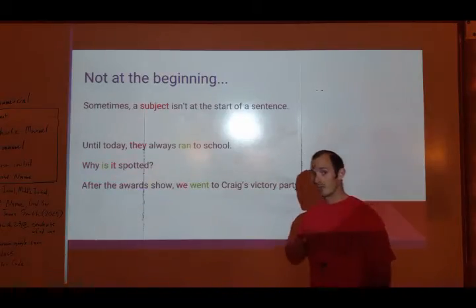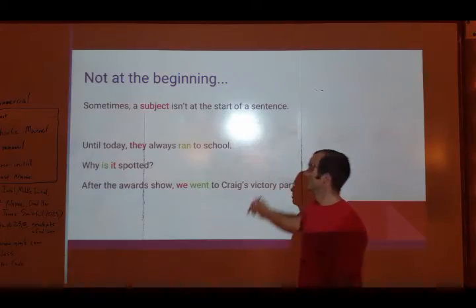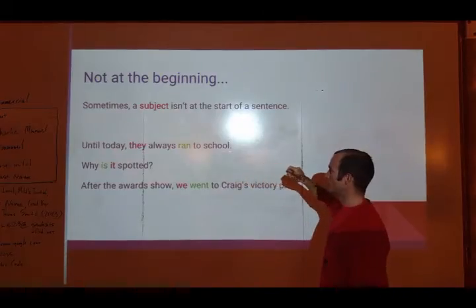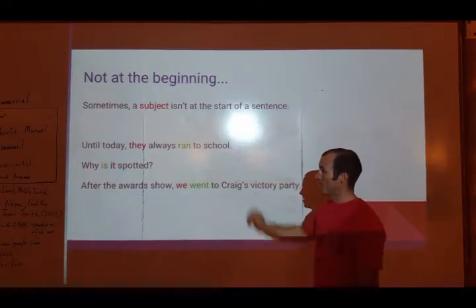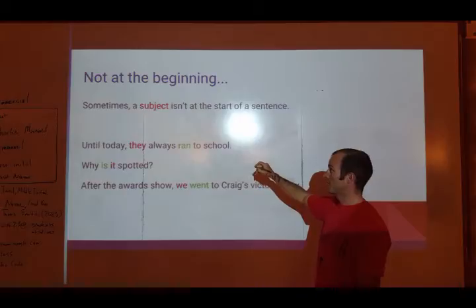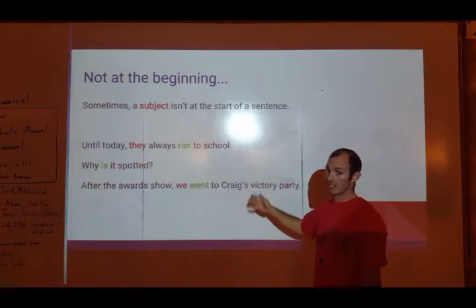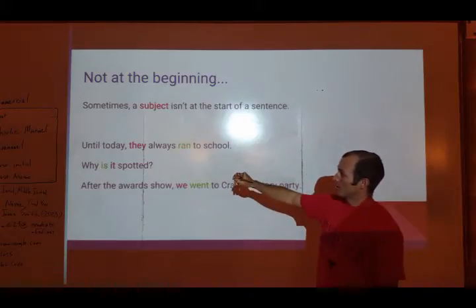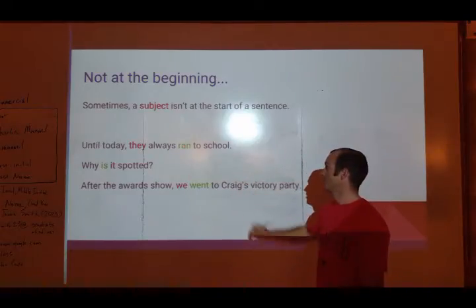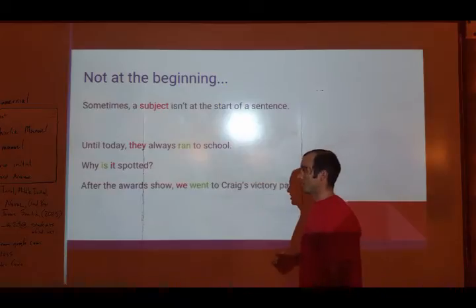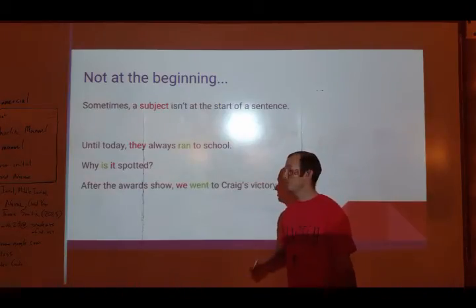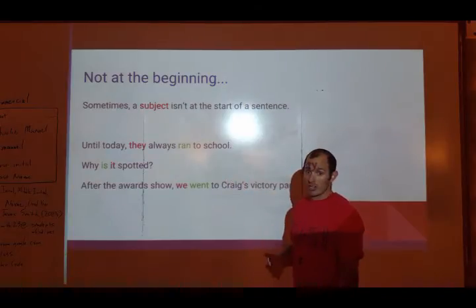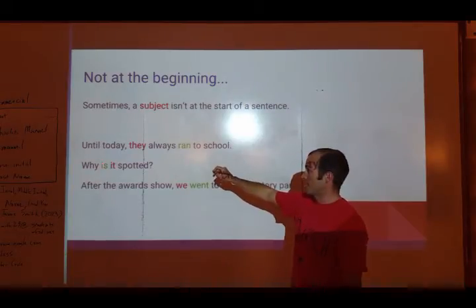Sometimes your subject isn't going to be at the beginning of your sentence. For example, until today, they always ran to school. They is your subject. What is the action that they are doing? They ran. In this case, it's a question. Why is it spotted? What is your verb? Your verb is is. What is doing anything here? It is.